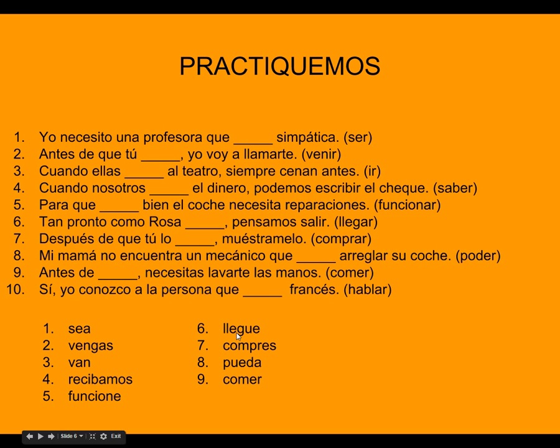Antes de comer, necesitas lavarte las manos. Before eating, you need to wash your hands. Antes de is a shaped phrase, which requires the infinitive always.